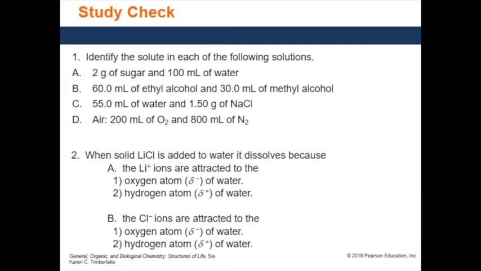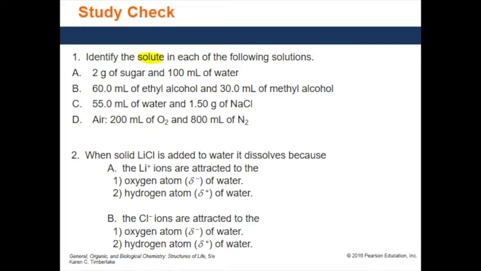Okay. Let's try a couple questions. Identify the solute in each of the following solutions. So we have to figure out what is the solute in this solution. Solute is the one which is in lesser quantity, and solvent is the one which is in larger quantity. So we have 2 grams of sugar, 100 ml of water.